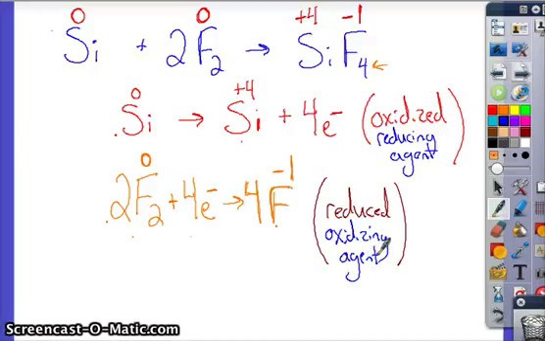You can see that everything balances out. We have 4 electrons being gained in the beginning, 4 electrons being lost. We have our oxidation reduction shown.